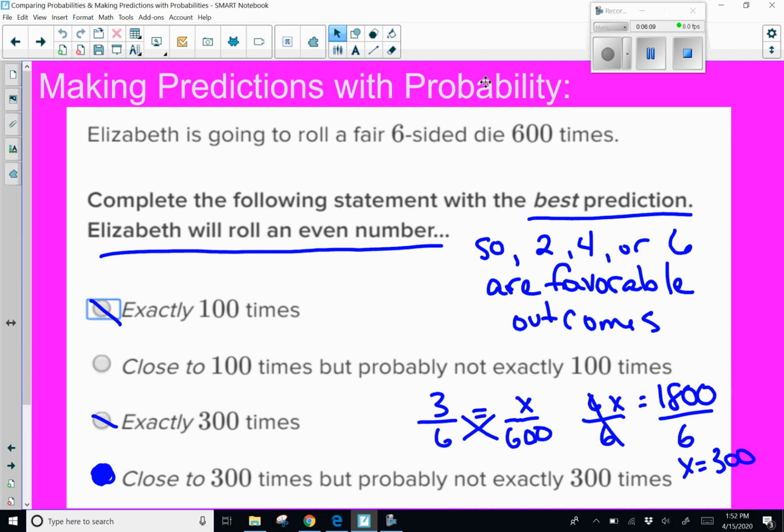Again, we're just making a prediction, so therefore we can eliminate the first answer choice and the third answer choice because there's no way we can predict the exact amount. However, answer choice D would be the correct one, close to 300 times, but probably not exactly 300 times.